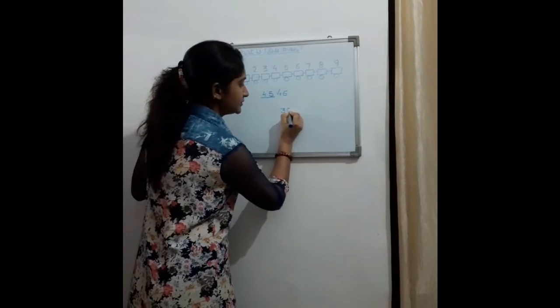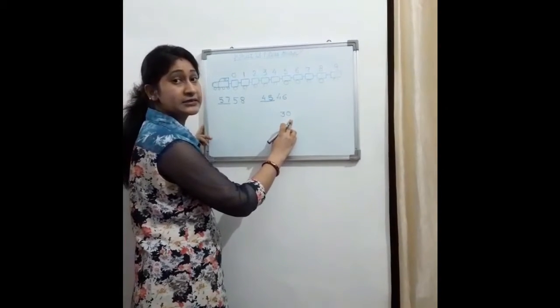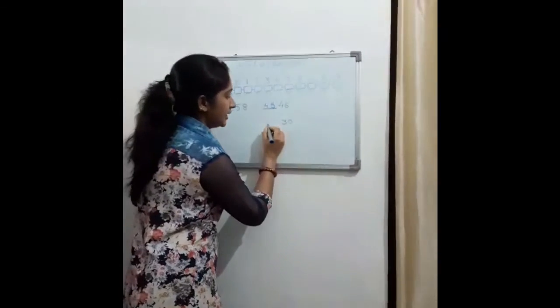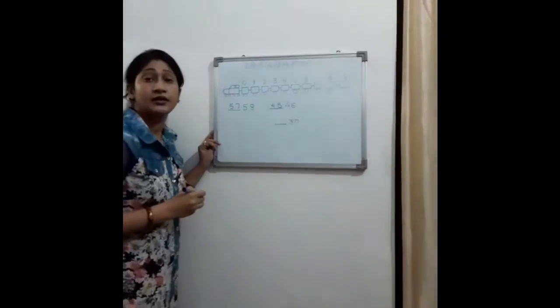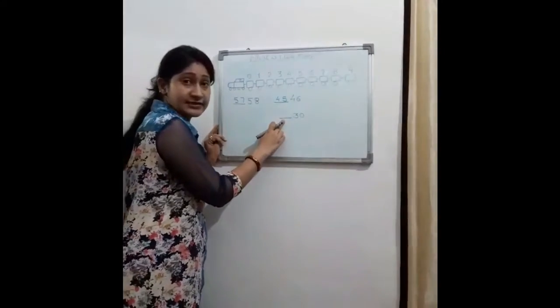3 and 0. What number is this? 3 and 0 makes 30. I have to find out the number when I do 1 less. What number will I get?